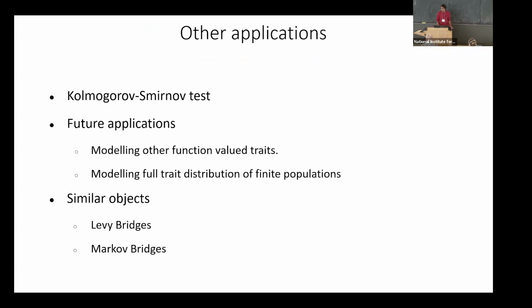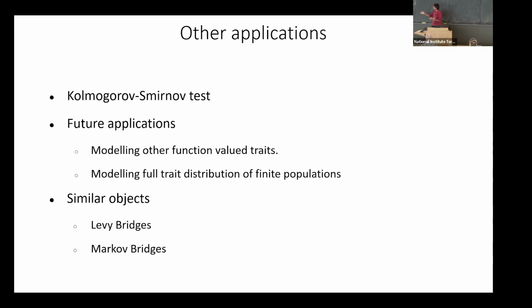Some of the other applications: one known application is what's called the Kolmogorov-Smirnov test, where you're testing if a particular measured value comes from a proposed distribution, and that ends up using these Brownian bridges. Other applications are, we did it for the recombination landscape, but you can use it to model any kind of function-valued trait. The other thing is it gives a good finite population way to work with those distributions and make some progress in some problems.